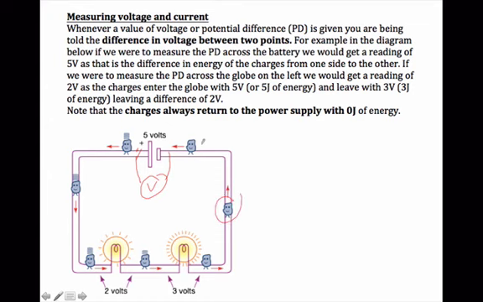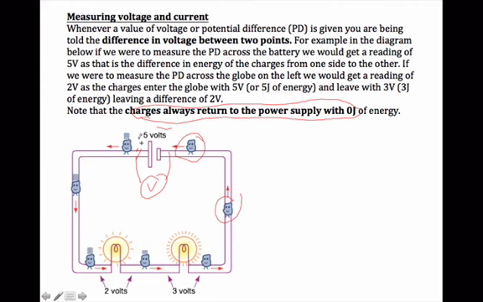Note that our charges return back to the battery with 0 joules, and charges always return to the power supply with 0 joules of energy, regardless of the type of circuit, whether it's AC, DC, series, parallel, does not matter. And this allows you to determine potential differences in a circuit.